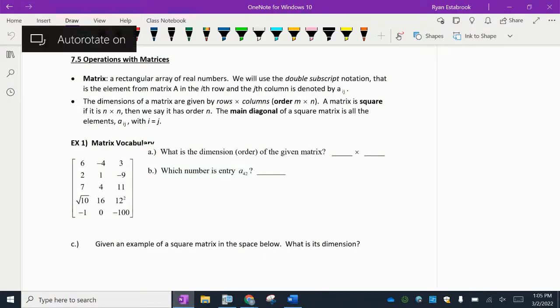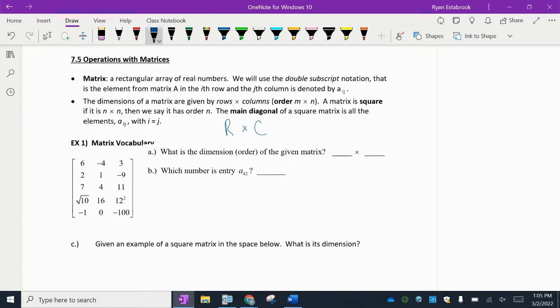Operations with matrices. A matrix is just a way of displaying a group of numbers. We call it an array of numbers. The size of the matrix, we classify rows by columns. RC, like when I was growing up, RC car, like a remote control car. RC, you do rows by columns.